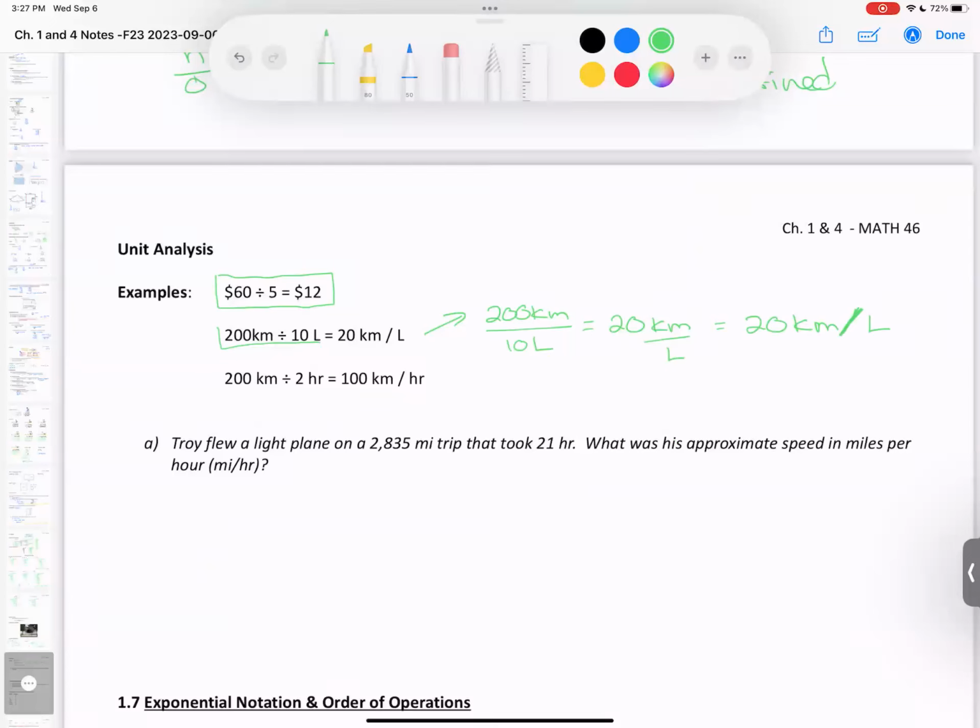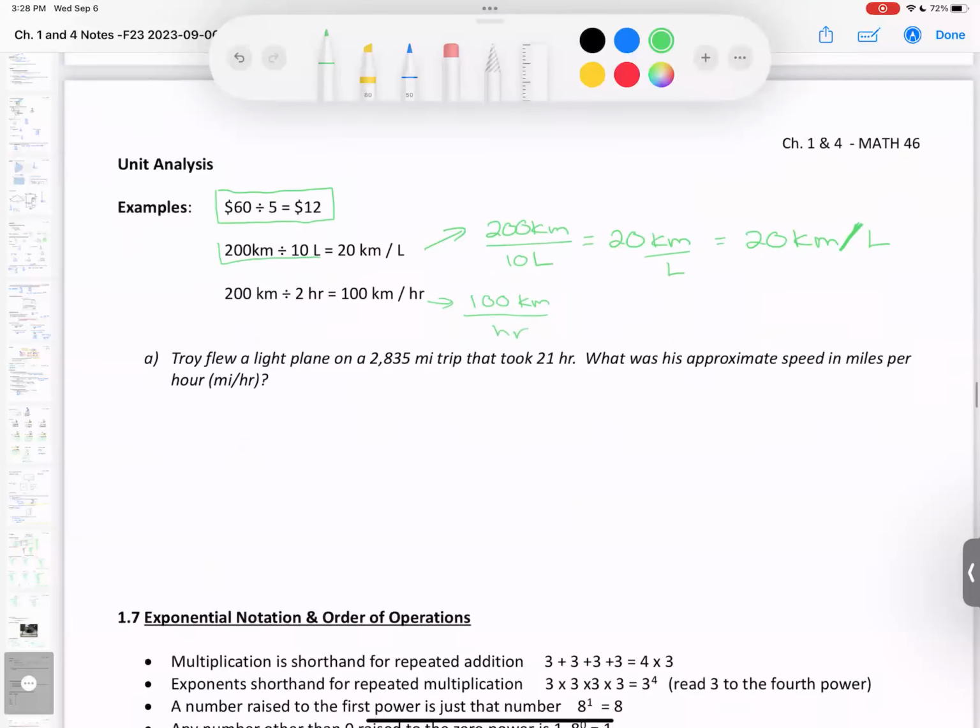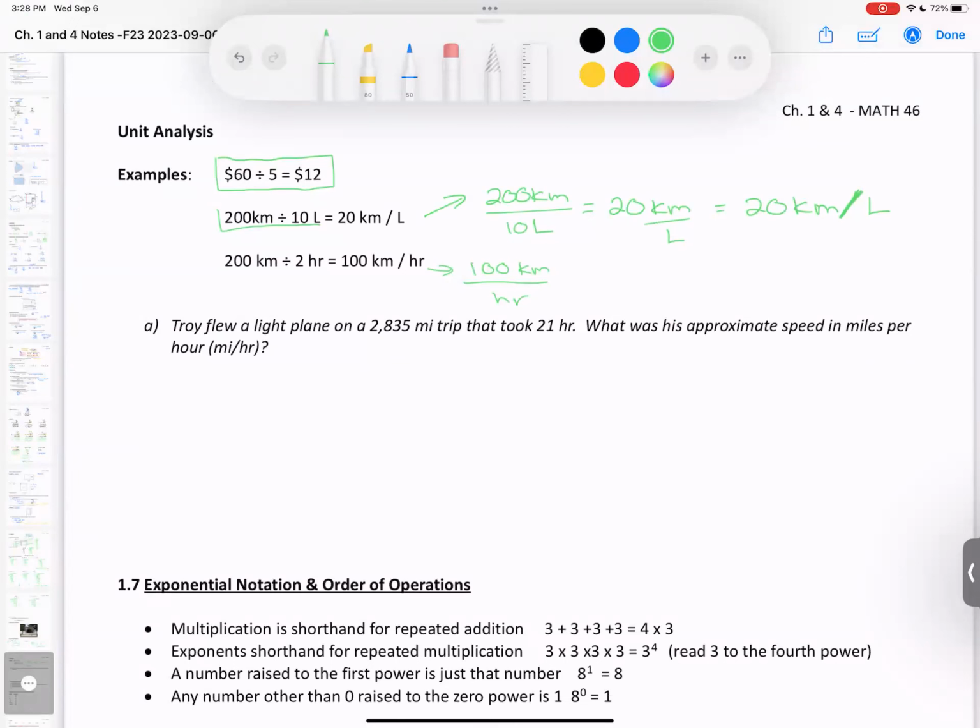Okay, similarly, if you do 200 kilometers in 2 hours, that would be 100 kilometers per hour. Or you could write this as 100 kilometers per hour. So those units stick. So if we have this example, Troy flew a light plane. Okay, he went 2,835 miles and it took 21 hours. We want to know his approximate speed in miles per hour.